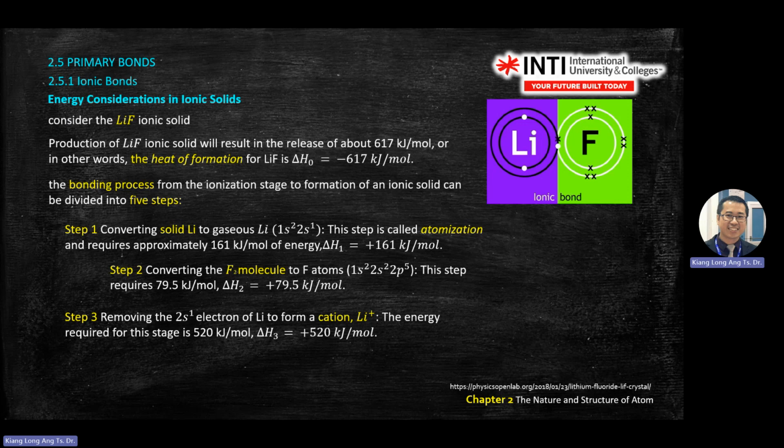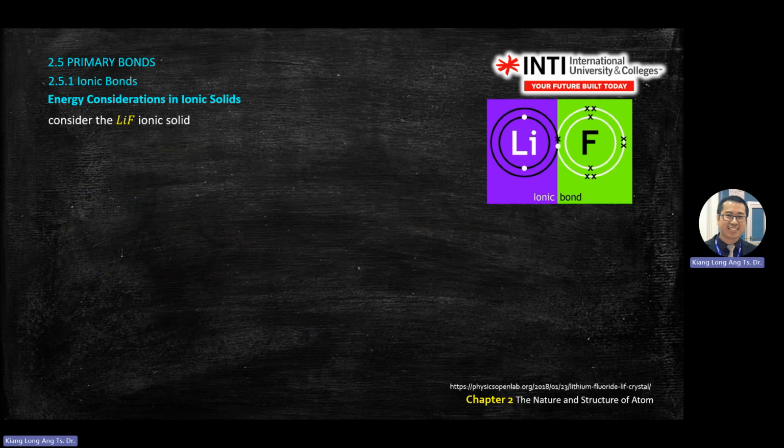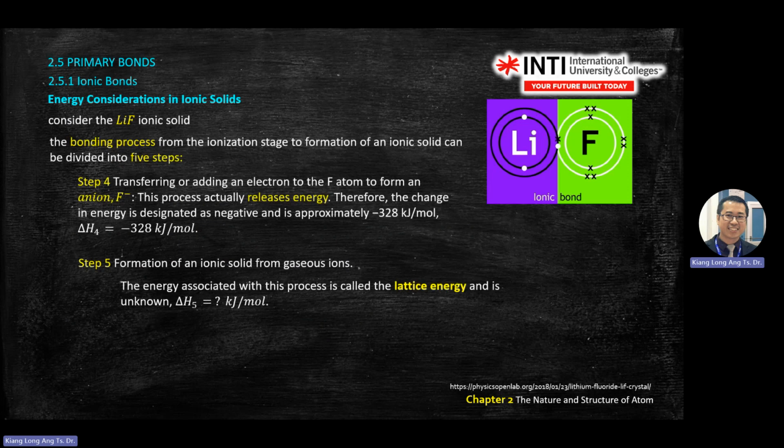Then the rest is just either receive electron or get away electron. So for example, lithium, they have one electron outside. So to let go, there's another energy happening over there. Same with number 4, then they form. So when they form a solid, from gas to solid, the energy is called lattice energy. This one will be covered in chapter 3 extensively.